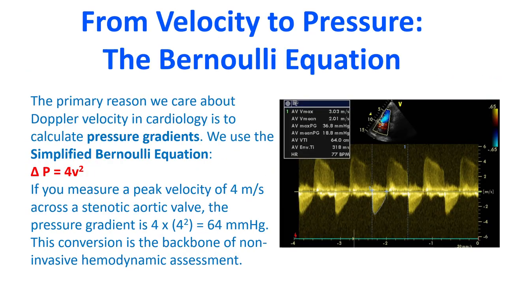The primary reason we care about Doppler velocity in cardiology is to calculate pressure gradients. We use the simplified Bernoulli equation: delta P is equal to 4V squared. If you measure a peak velocity of 4 meters per second across a stenotic aortic valve, the pressure gradient is 4 into 4 squared, that is 64 millimeters of mercury. This conversion is the backbone of non-invasive hemodynamic assessment.